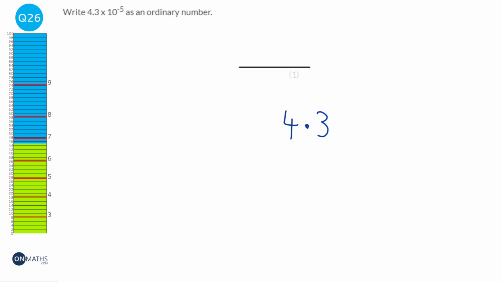Now we're going to do the amount of jumps that it shows in the powers. So it says a 5 there, so we're going to do 5 jumps. And because it's a small number, we're going to go to the left to make it a small number. So we're going to go 1, 2, 3, 4, 5 jumps. So the new decimal point is going to be here.